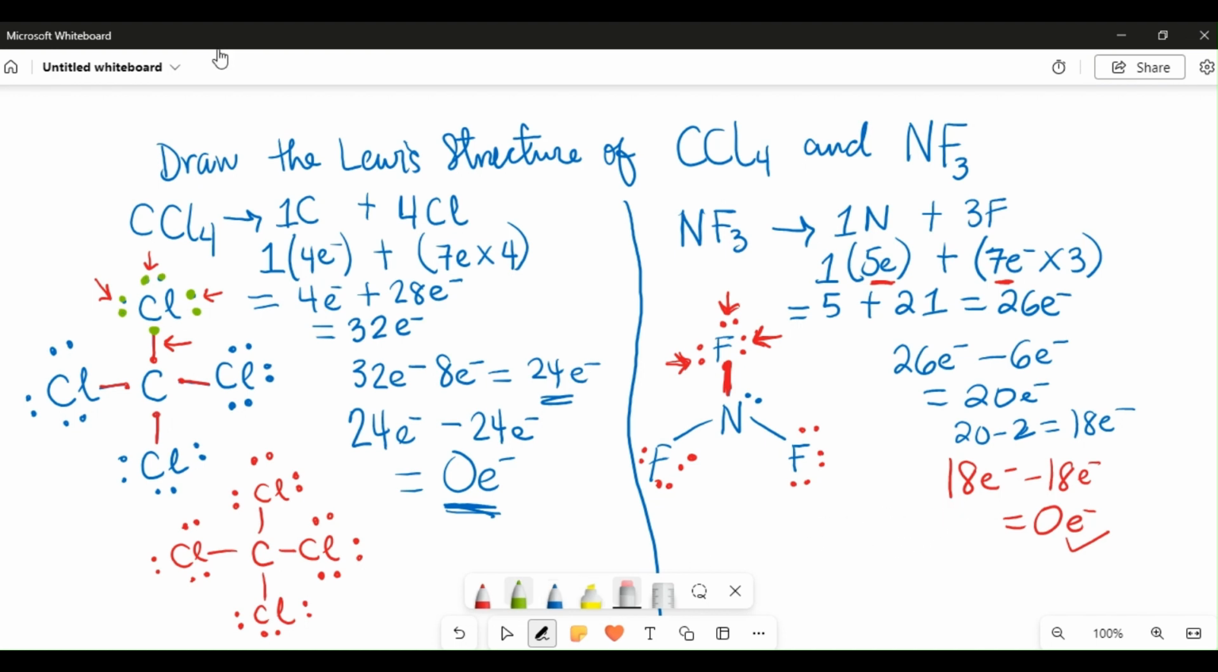So we're going to redraw the correct structure. And you've seen that this structure is very correct. And that's how you work with Lewis structures.